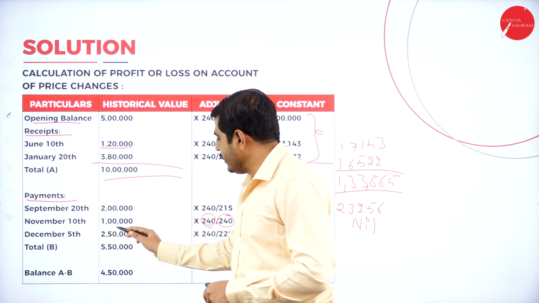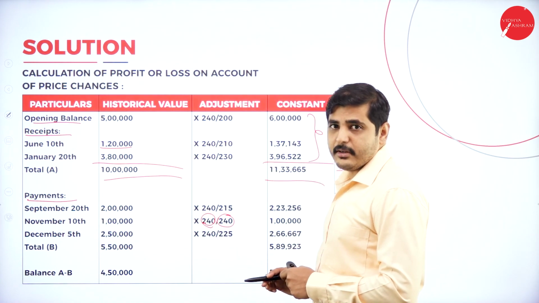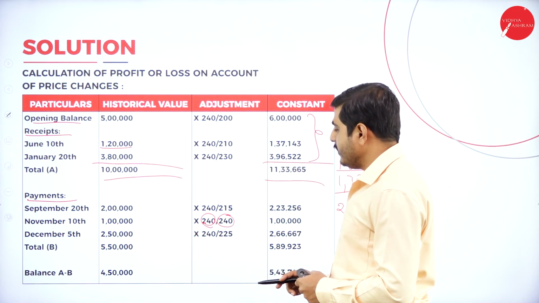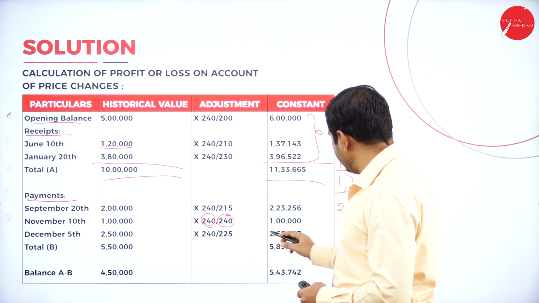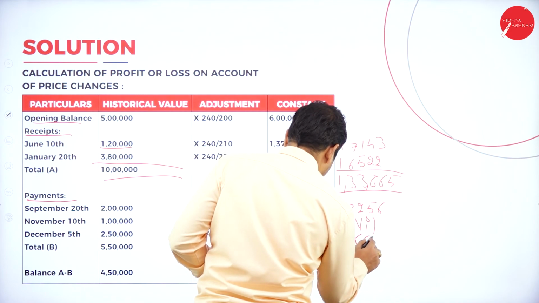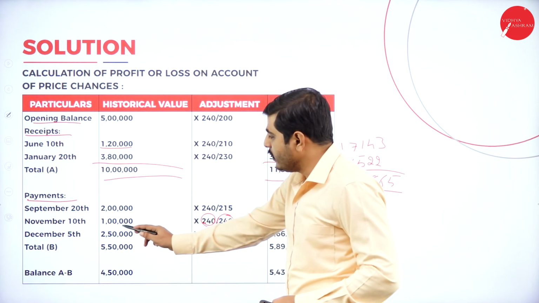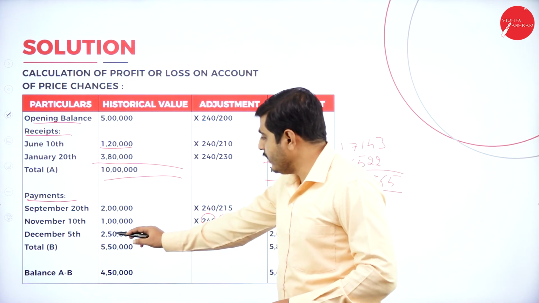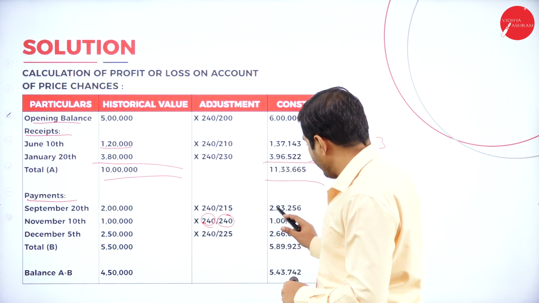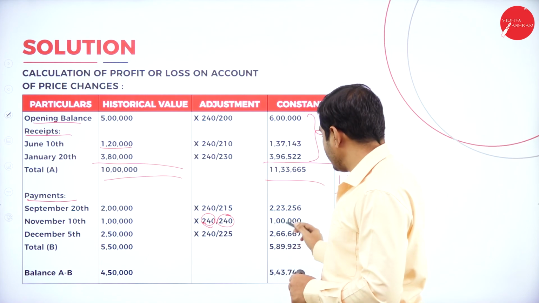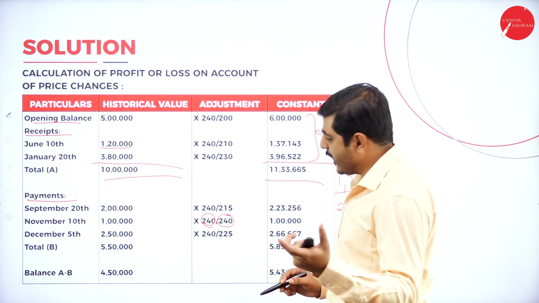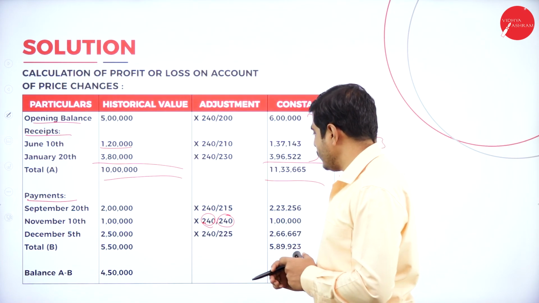Again, December 5th, the value of the product if you want to purchase is 2,50,000. It has been reduced to the extent of 16,667. So if you purchased the same product in the previous year, we spent 2,50,000. Now if you want to purchase the same product, we have to spend 2,66,667. The value of money has been reduced to the extent of 16,667.